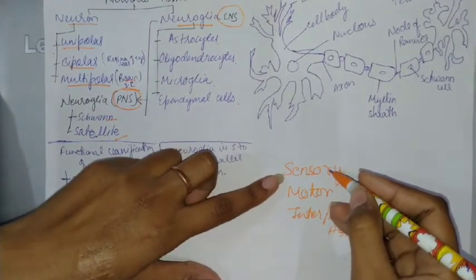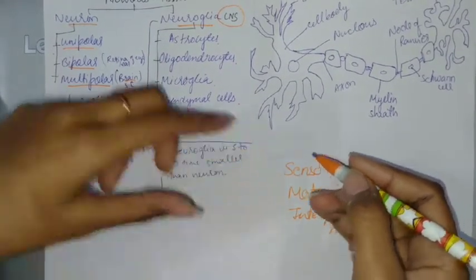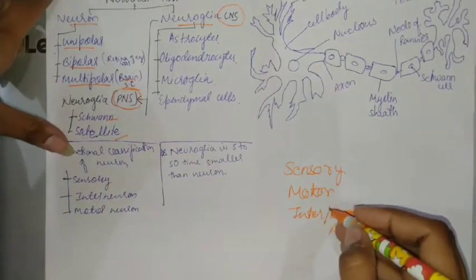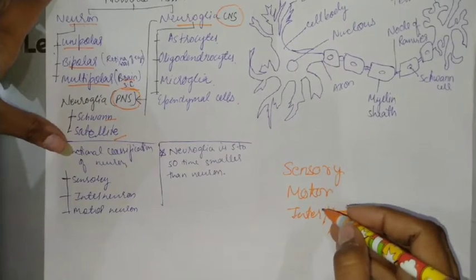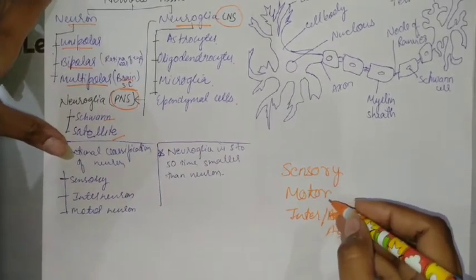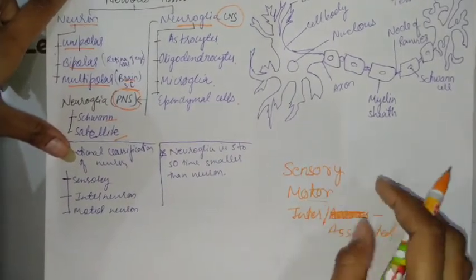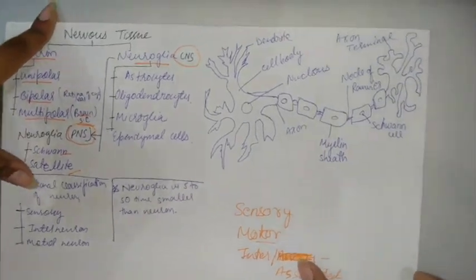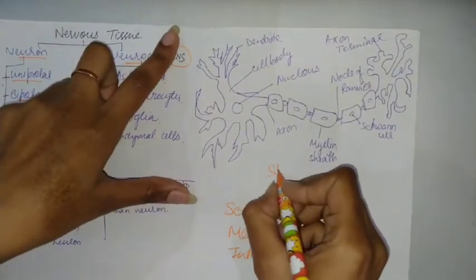Which are the sensory neurons? They receive information and send signals to the interneuron. Then the interneuron transmits or interprets that signal and gives a command to the motor neuron, and it sends it back to the target organ or target tissue. Structure of neuron.